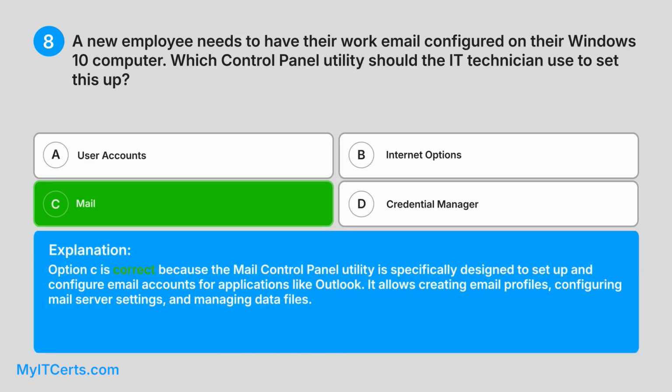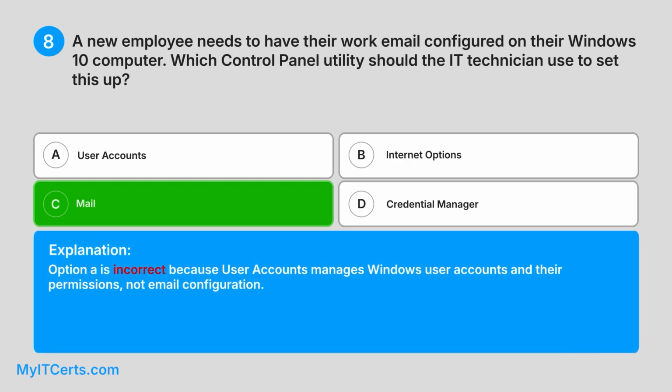Explanation: Option C is correct because the Mail Control Panel utility is specifically designed to set up and configure email accounts for applications like Outlook. It allows creating email profiles, configuring mail server settings, and managing data files.